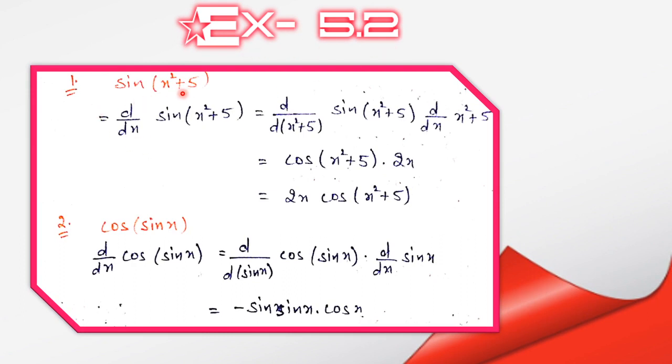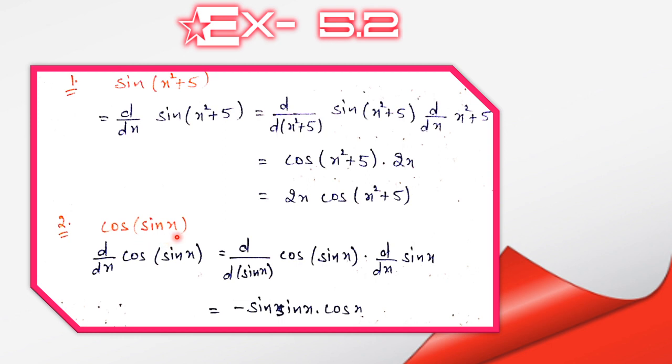First question, sine of x square plus 5. Again composition. So first of all, let's find the derivative of sine with respect to x square plus 5. Then let's find the derivative of x square plus 5 with respect to x. So sine x, let's consider this thing as x. The derivative of sine x is cos x. And then x square gives 2x, and 5 is a constant, so it is 0. We don't have to write anything. This is the final answer.